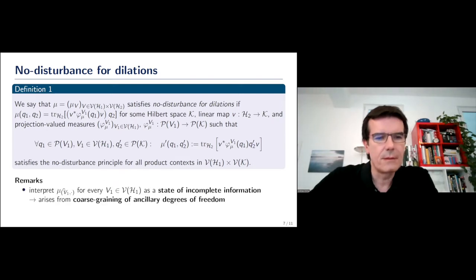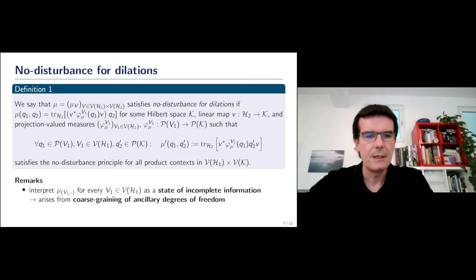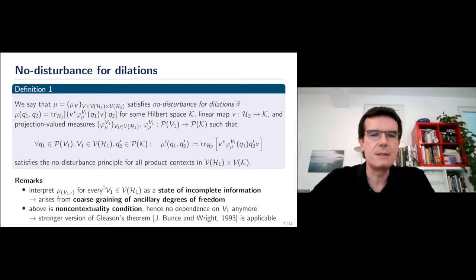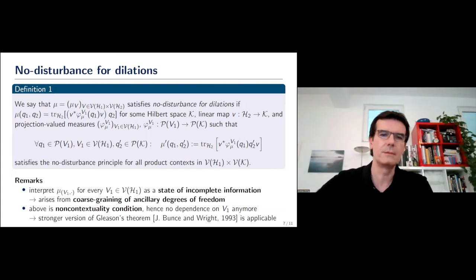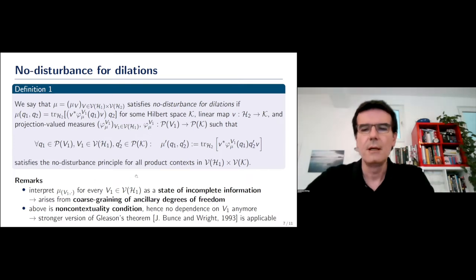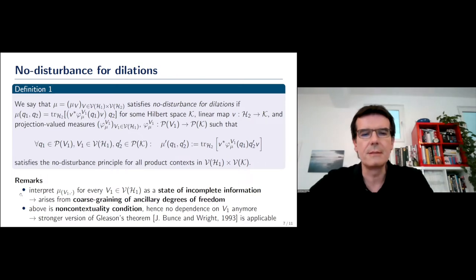These intermediate states, it is μ_V1 for every context V1 of the first subsystem. They can be interpreted as states of incomplete information, and they arise from a coarse graining of the ancillary degrees of freedom. Again, no disturbance is a non-contextuality condition, and this is interesting because we get rid of the dependence on V1. You saw here there's always an index V1 involved still, so we had a dependence on the context on the first subsystem, but we get rid of this by this condition. And this again is interesting because it makes it possible to apply a stronger version of Gleason's theorem, which is due to Bunce and Wright, and we can apply this now.